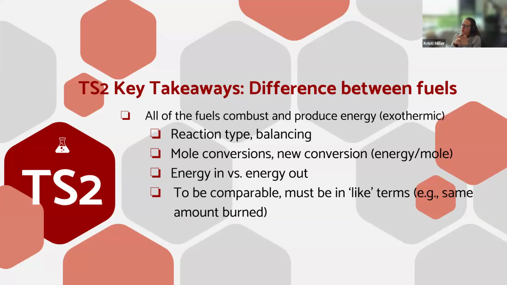Task set 2 takeaways. So again, there's a lot going on in there. We're looking at folding in what we learned in Unit 6 about mole conversions, but now we're doing a new conversion: energy per mole, or using mole ratio to get from the fuel to the carbon dioxide, when we talk about climate change, a polluter for climate change. We're looking at reaction types and balancing. We're thinking about energy in versus energy out, and we're looking at the net energy in a reaction. And then we have to put things in like terms so that we can compare them. Kilojoules per gram is the way that we put them in like terms. So there's a lot going on there.